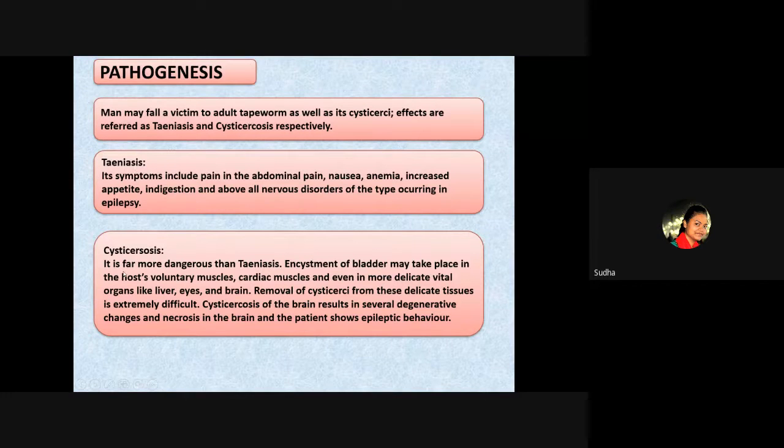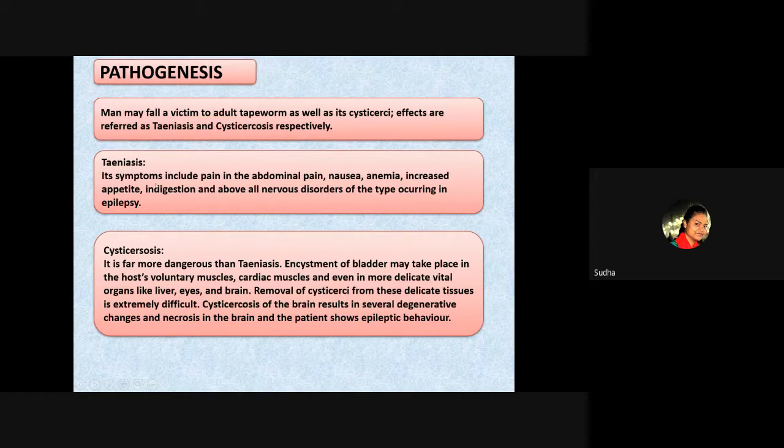Okay, so there are two words that you have to remember, that is teniasis and cysticercosis. Teniasis is when man becomes a victim of the adult tapeworm. Okay, then we call it teniasis, and when it becomes a victim of the cysticerci, it is called cysticercosis. So teniasis, what is teniasis?